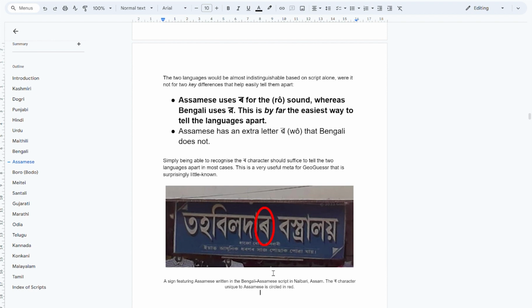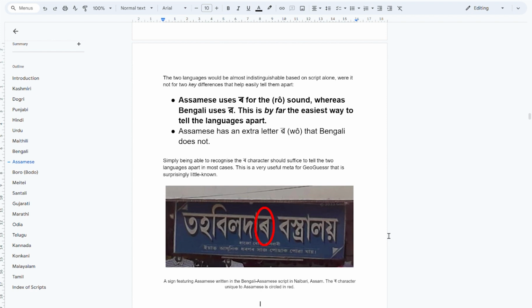And again, not many people know about this. So it's very, very useful and should hopefully help you score some points on it when you're playing India or in duels. So this is a sign, an example. This is in Assam, written using the Bengali-Assamese script with that character that is distinct to Assam. So I've circled that in red. That's what that one looks like.